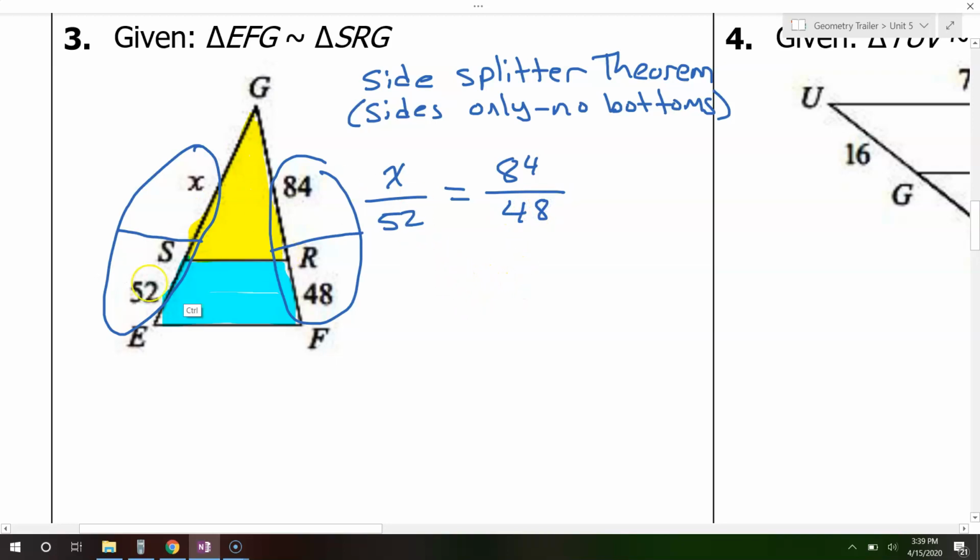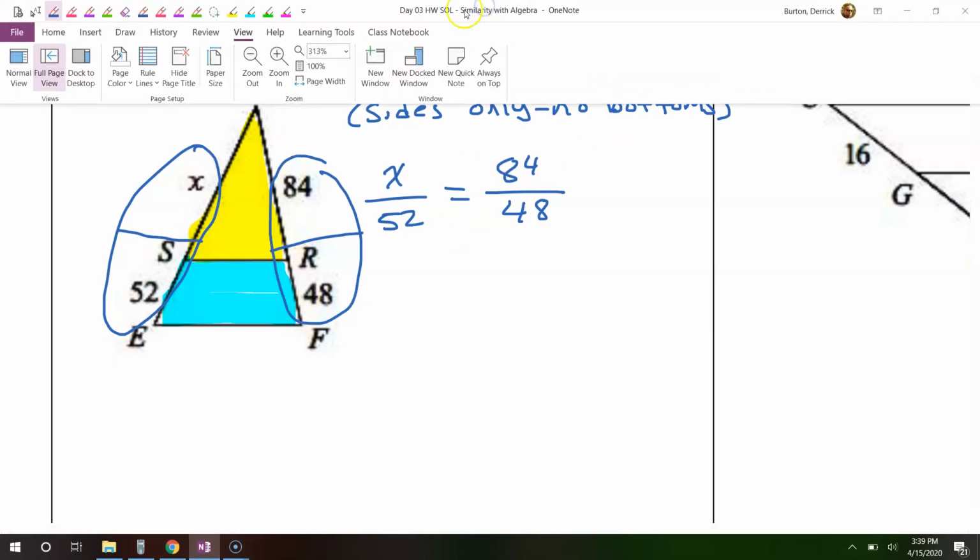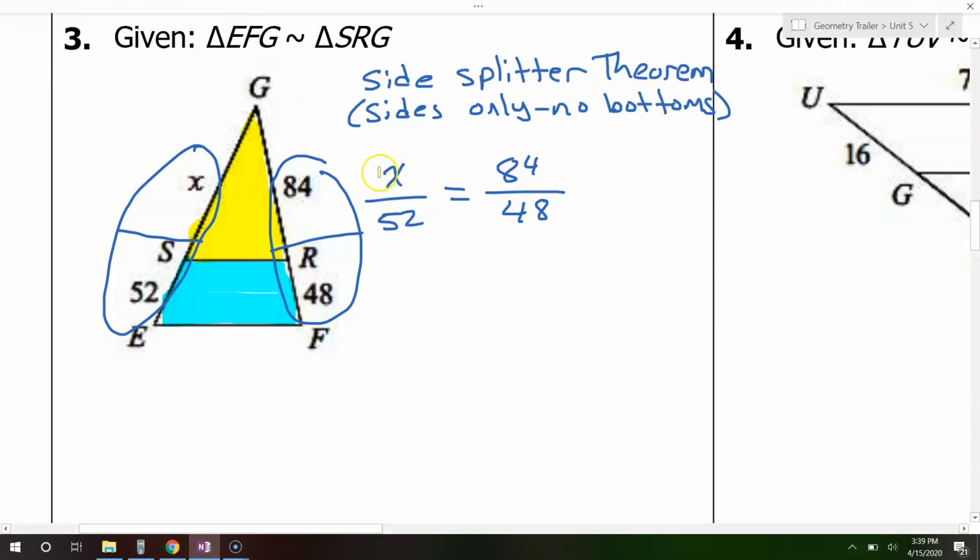So this is much simpler than drawing the triangles separately. But it only works when you're dealing only with the sides. That's why it's called the side-splitter theorem, because we're simply splitting the sides. But the rest you would solve the way you normally would.